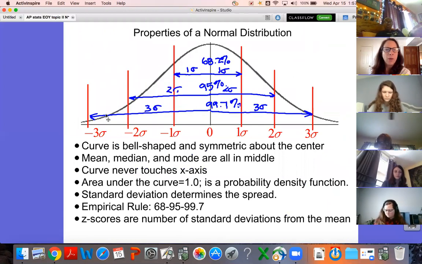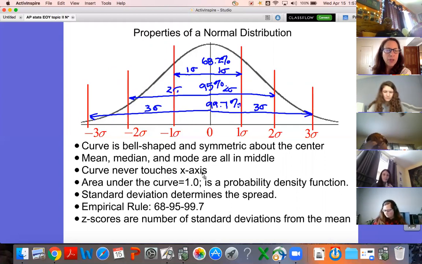Okay, properties of a normal distribution. The center is over 0, a mean of 0. You have 1 sigma, 2 sigmas, 3 sigmas this way, 1 sigma, 2 sigmas, 3 sigmas this way to the low parts of the tail. And then, of course, it goes on forever, but you're almost down to the bottom when you get to the 3 sigmas. So your properties are it's bell-shaped and symmetric about the center. Your mean, median, and mode should all be right down the middle.